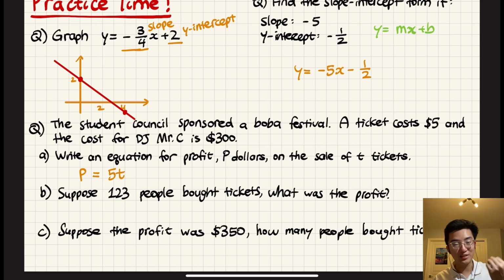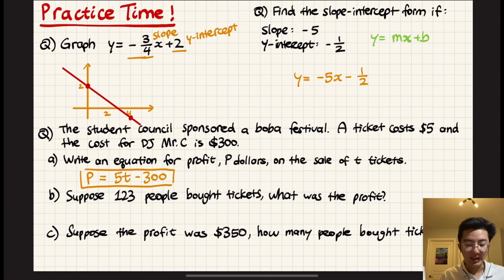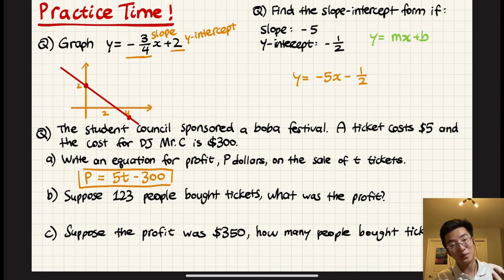We also have to hire this Mr. C dude who costs $300 to DJ, right? So from our total profit, we have to deduct 300 to hire DJ Mr. C, who doesn't even know how to DJ, right? So that's how we write the equation. P is the profit. This is how much money we're making.